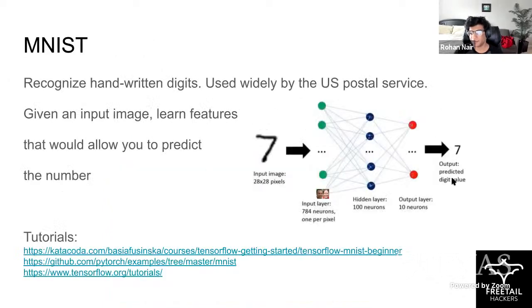One of the first projects people usually do with vision is recognizing handwritten digits. There's a very popular data set called the MNIST data set. It's a bunch of handwritten digits and corresponding labels. So the idea is you want to feed an image to the model and learn some features to predict a digit value. There are a lot of tutorials out there. I've linked a bunch of them.